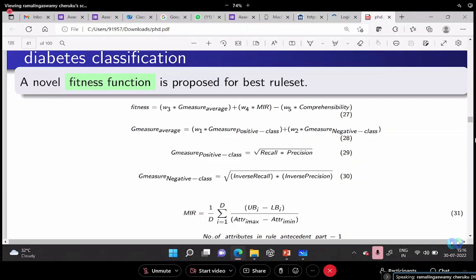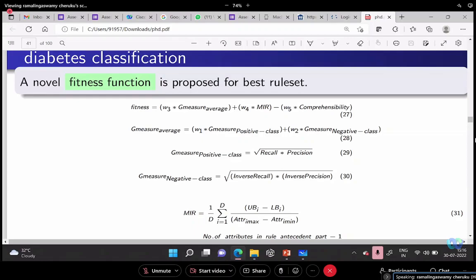In that objective function, we have considered the geometric measures. What is this geometric measure? It is the geometric measure of the positive class and the geometric measure of the negative class. What is the geometric measure of the positive class? The measures which speak about the positive class, like precision and recall. So the geometric measure is the square root of precision and recall.